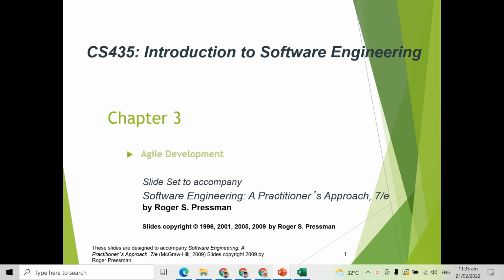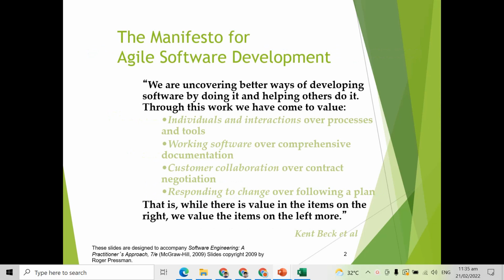Agile Development, Chapter 3, the Manifesto for Agile Software Development. We are uncovering better ways of developing software by doing it and helping others do it. Through this work, we have come to value individuals and interaction over processes and tools, working software over comprehensive documentation, customer collaboration over contract negotiation, responding to change over following a plan. That is, while there is a value in the items on the right, we value items on the left more.